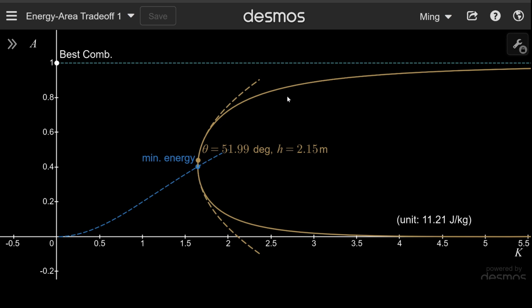The upper branch corresponds to all the arcs that are above the optimal arc, and the lower branch corresponds to all the arcs that are lower than the optimal arc. Let's see what happens when I let the launch angle theta vary. So right now the arc is getting higher. And now it's coming back down.